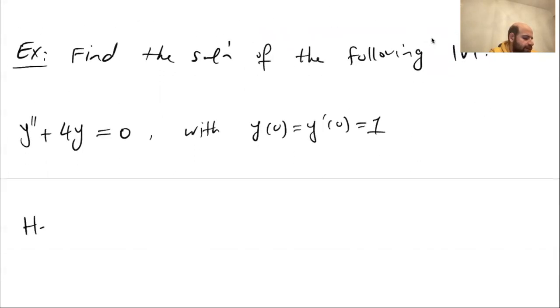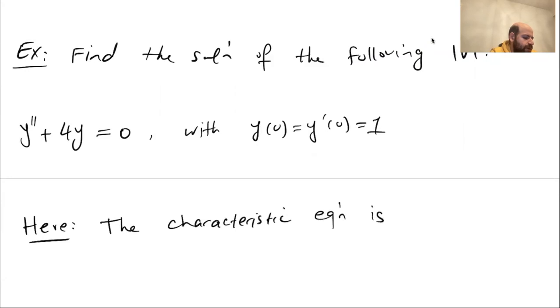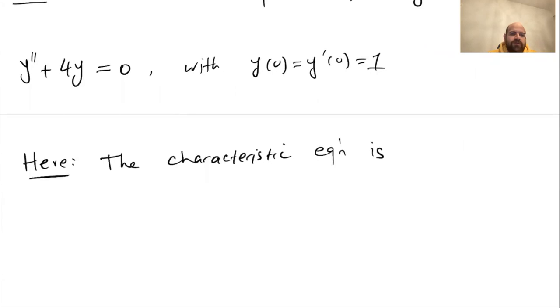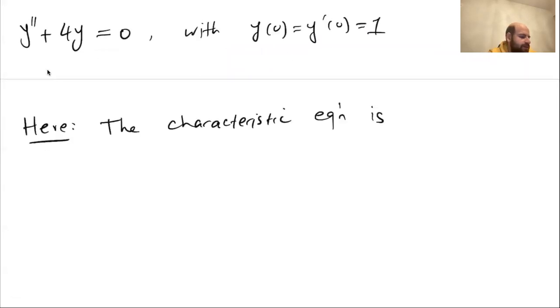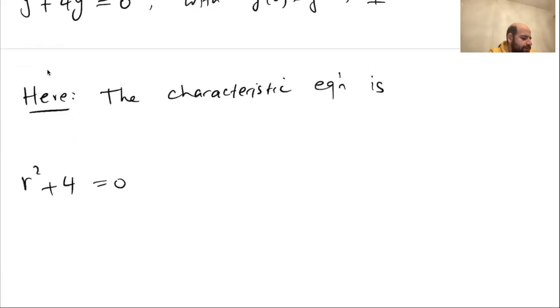So here the characteristic equation is, so for the characteristic equation, I have to use the same coefficients, but instead of derivatives, I have to use power. So instead of second derivative, I'll use second power 2. So r to power 2 plus 4 equals 0.